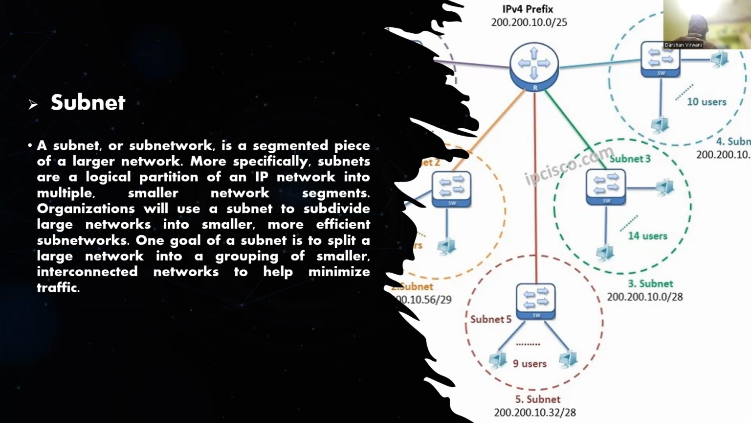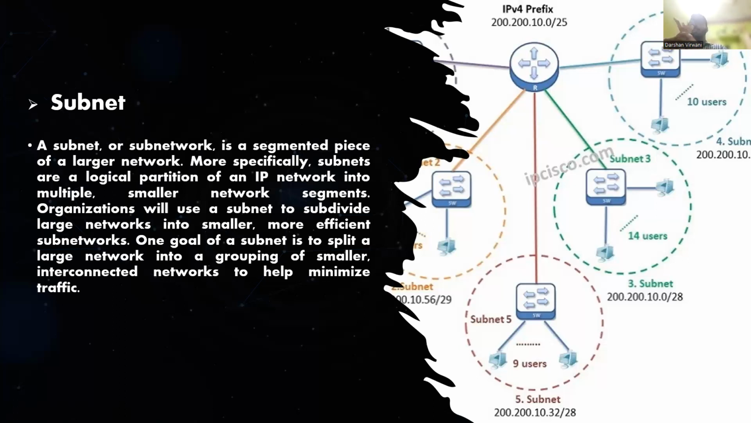When we were studying in school, we used to go to the computer lab, and we were divided into different groups like A, B, C, D, E. When our turn came, that group would go to the computer lab, but all the students would be doing the same task, as the same subnetwork does. A subnetwork is a segmented piece of a larger network.